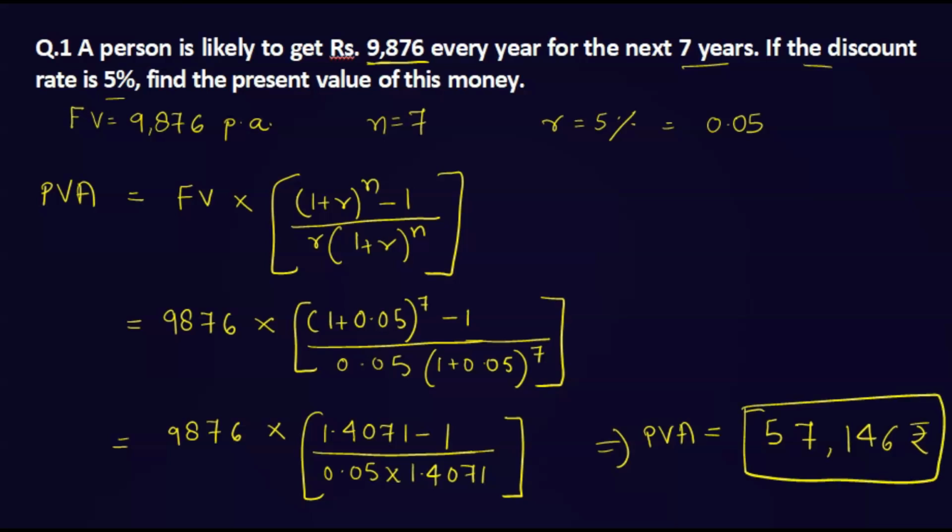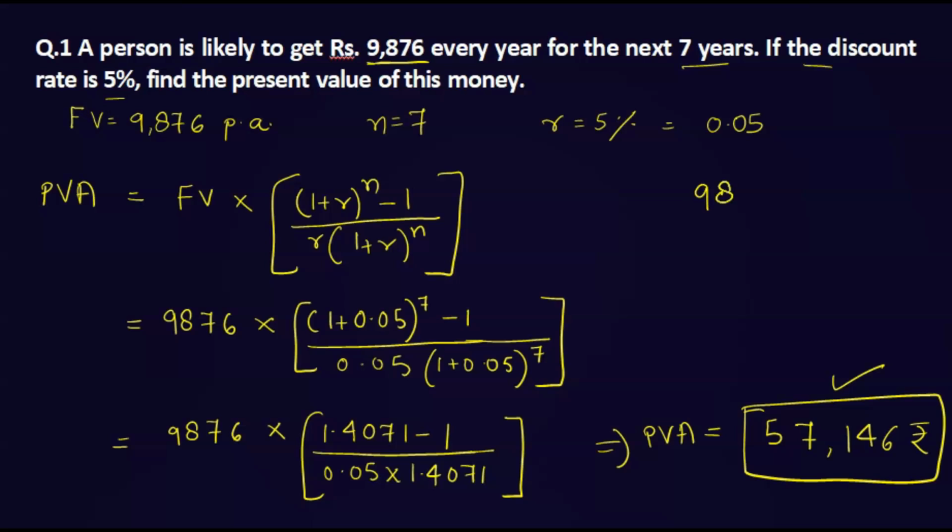So it means a person is going to receive 9,876 each year, every year for 7 years. So you can calculate 9,876 into 7. How much is the total value? You can calculate that, and then the present value is this one. For the amount which you are going to receive over the next 7 years, the future value of all together is this one.